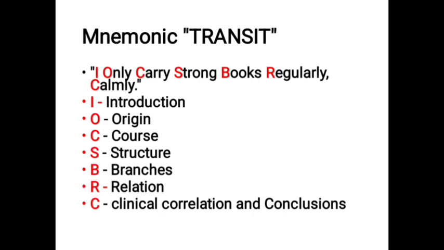So with this mnemonic, "I only carry strong books regularly, calmly," it can help you write an outline on these transit structures. I is introduction, O is origin, C is course, S is structure, B is branches, R is relations, and C is clinical correlation and conclusion.